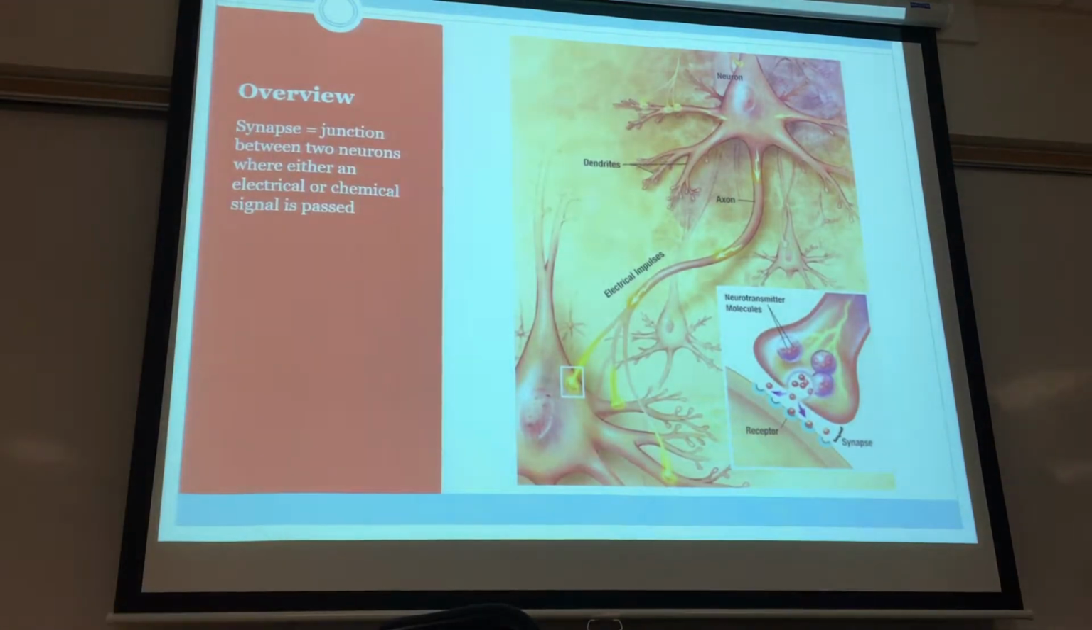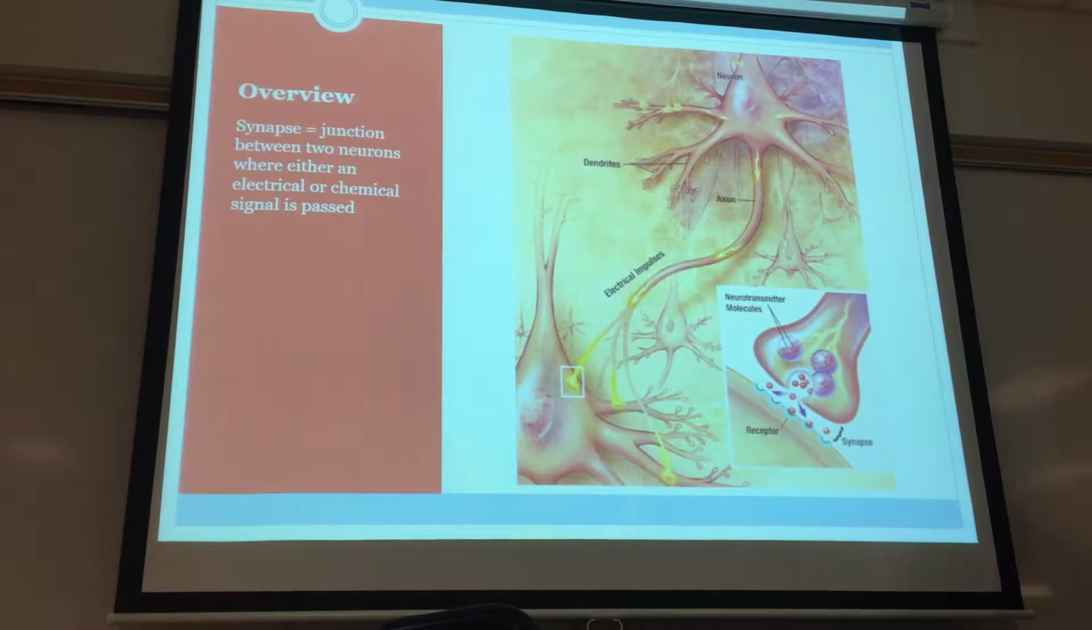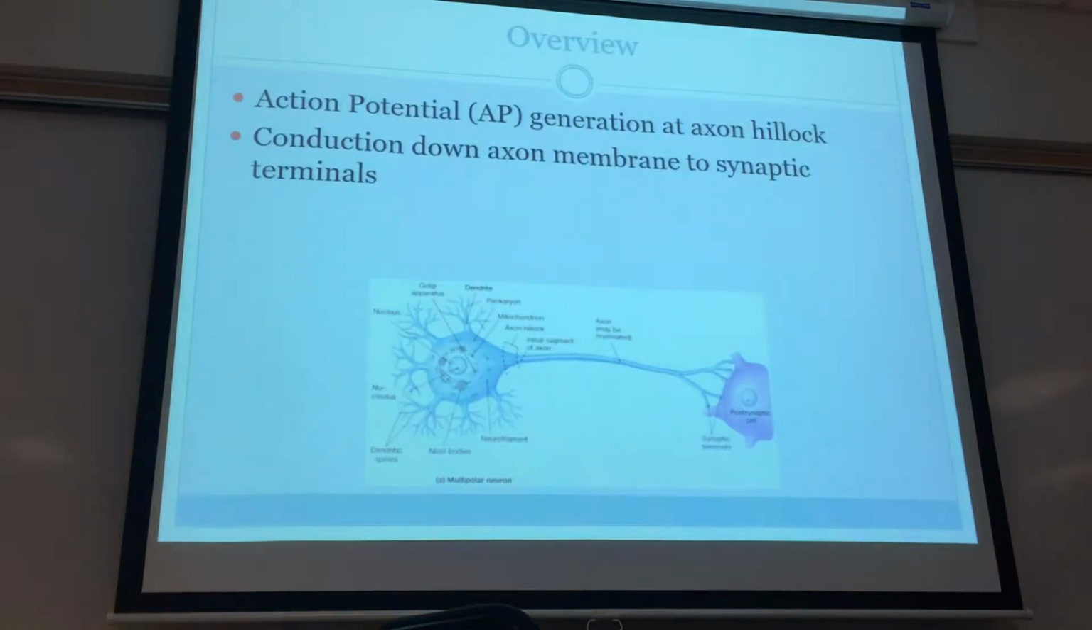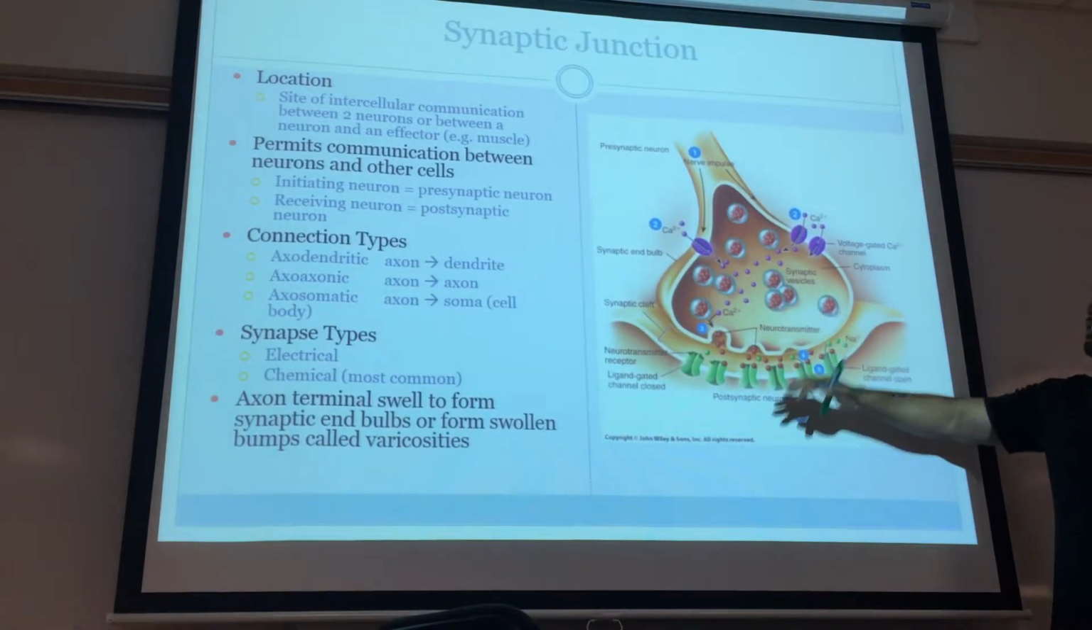And what exactly is a synapse? It's a junction between two neurons. That's basically it. So what we've talked about was the action potential propagation. We're good there. And we get to conduct that action potential down to the synaptic terminal. And what's happening specifically at the synaptic junction in between two adjacent neurons?